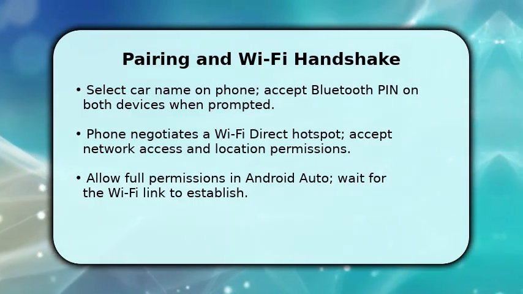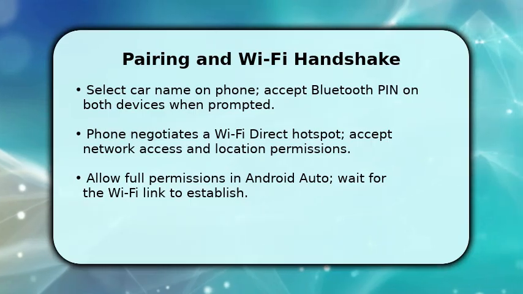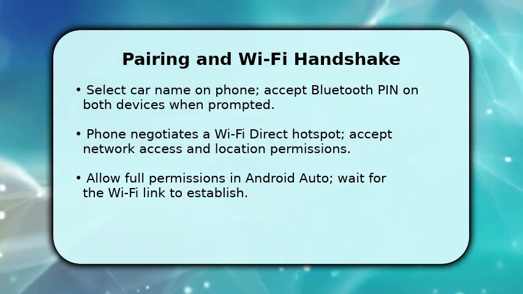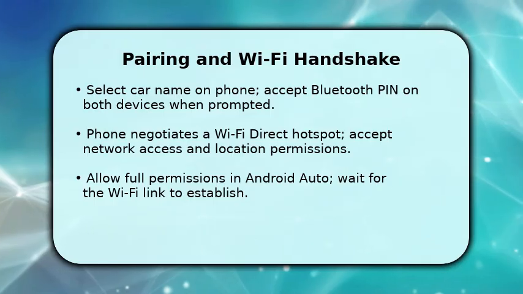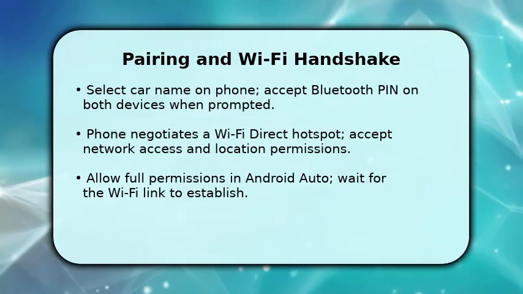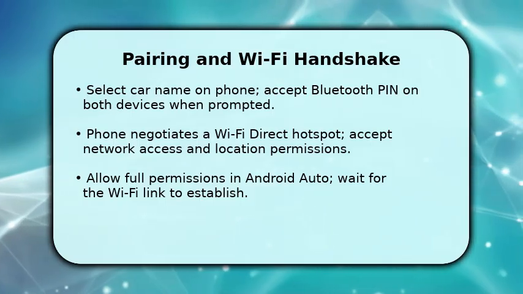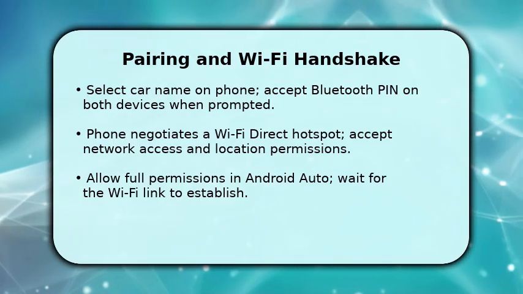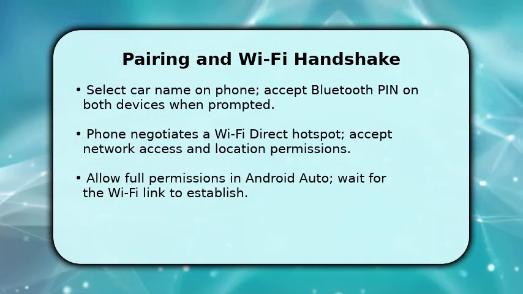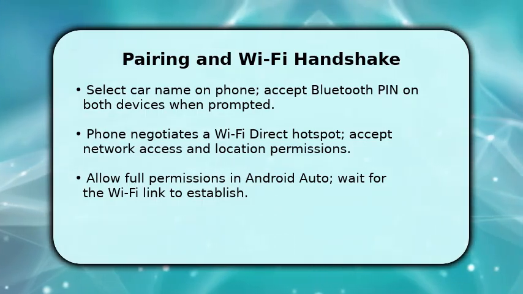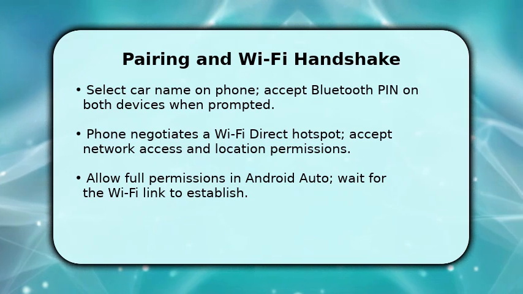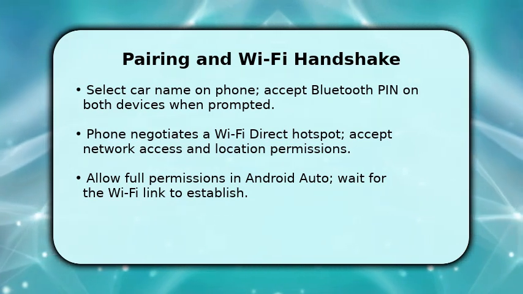Next, the phone will request to join or create a Wi-Fi direct hotspot. Accept network access and location permissions so the devices can exchange video and audio data. Make sure Android Auto has all necessary permissions for phone calls, messages, and contacts. Without them, some features won't display. Wait a few seconds as the Wi-Fi link negotiates bandwidth and codecs for a smooth display.